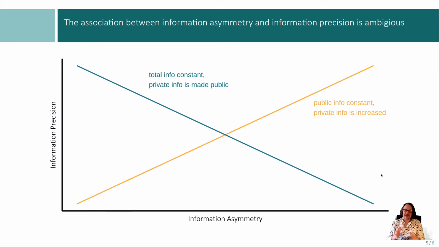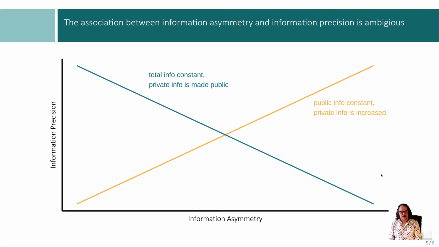So, and here I have this, a little bit, uninformative graph maybe, to explain to you what I mean here. So what I try to talk about here is the association between information asymmetry and information precision. So the first line that I want you to look at is this dark blue greenish line here, which has this negative slope. Okay, so what you see here is this is the setting of O'Hara.